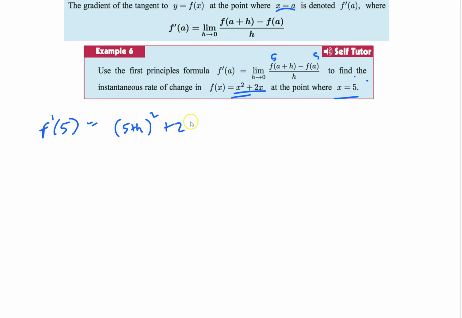plus 2 times a plus h. But again, a, in this case, is 5. I know, it's kind of weird. I've never been a fan of it either. Minus, using the formula, I'm at the formula part, parentheses, you promised me, f of 5. So I plug 5 into my formula here.